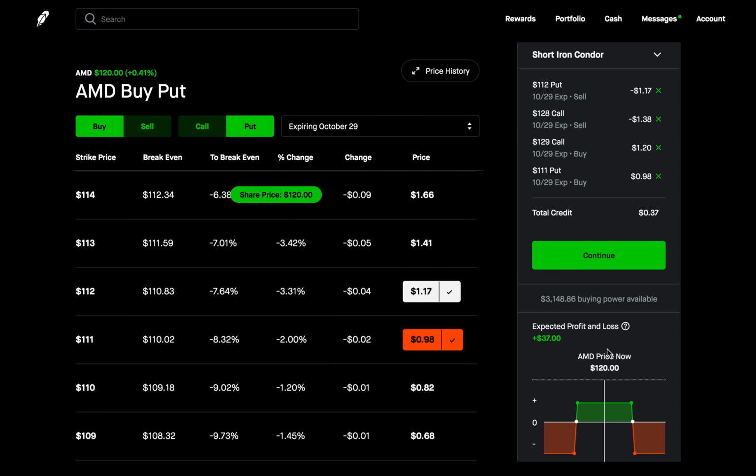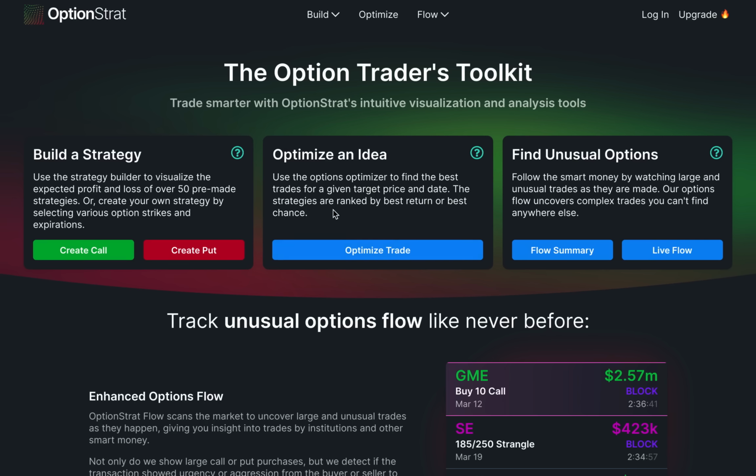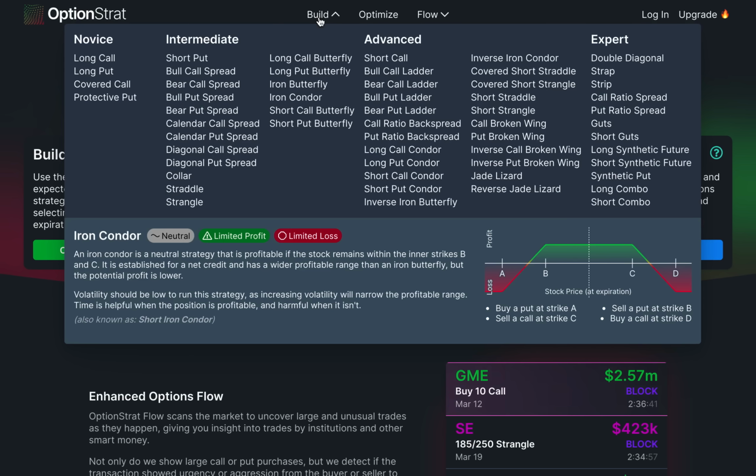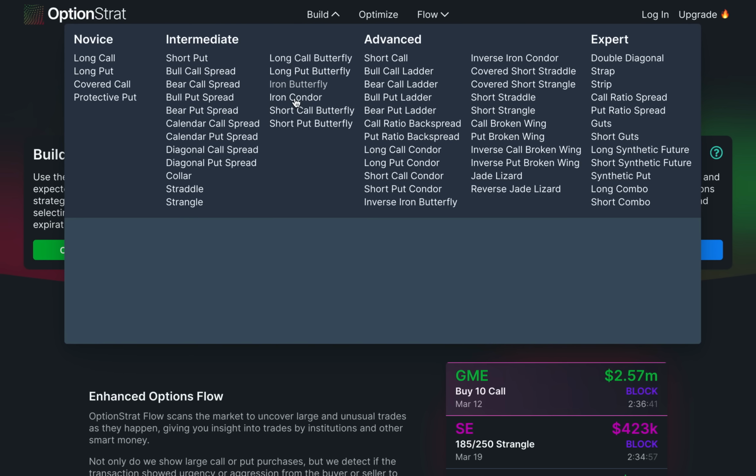And so let's take a look here at what this looks like. And again, the benefit of the iron condor, by the way, is that we're actually going to benefit from IV crush, because remember, after earnings, there will be IV crush. Implied volatility will drop a lot. So let's go over to OptionStrat, and let's just take a look here at how this would look. So here's OptionStrat. Let's go to build, and let's go to iron condor here.